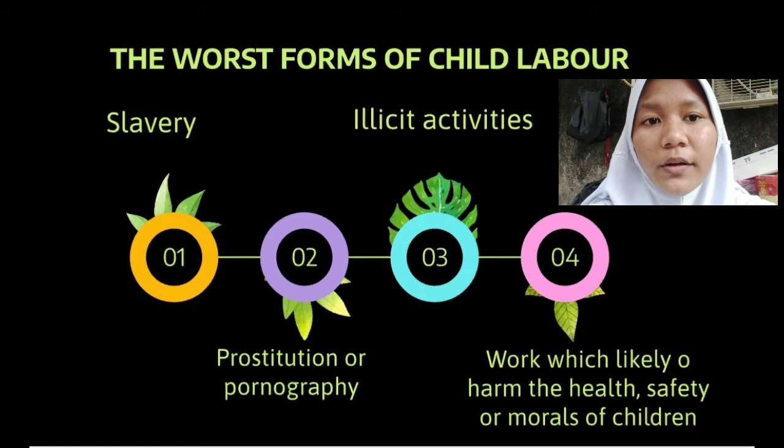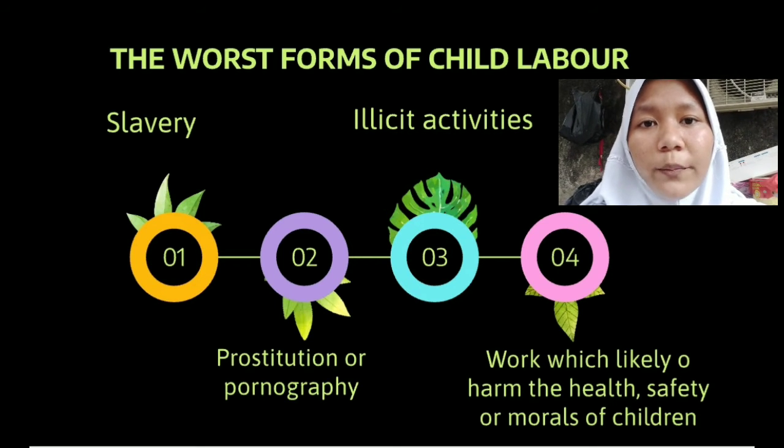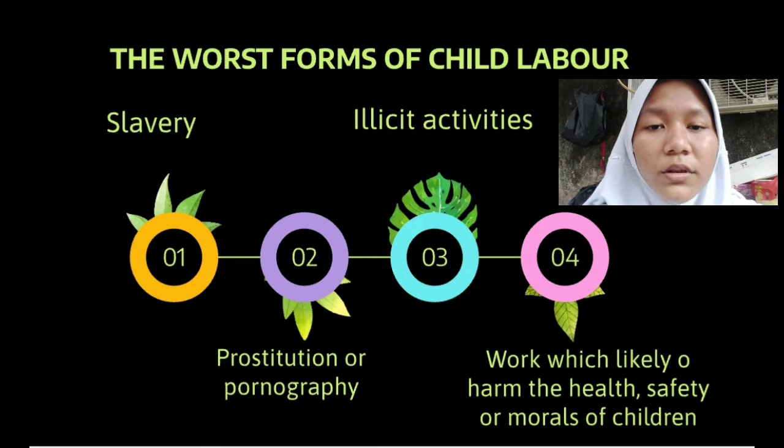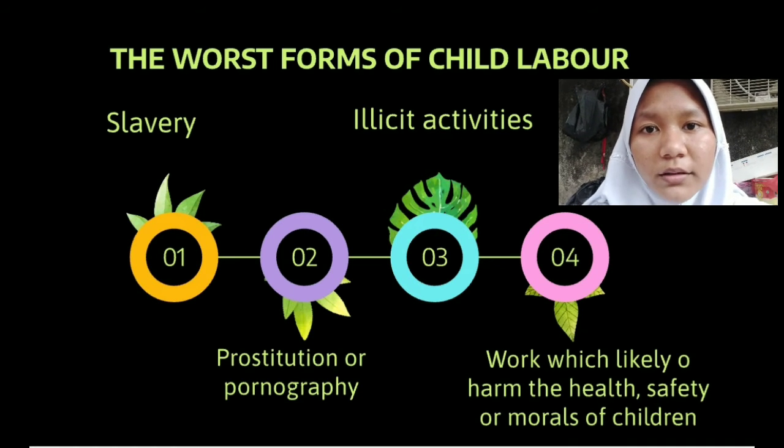According to Article 3 of ILO Convention number 182, these are the worst forms of child labor. First, all forms of slavery or practices similar to slavery, such as the sale and trafficking of children, debt bondage and serfdom, and forced or compulsory labor, including forced or compulsory recruitment of children for use in armed conflict.